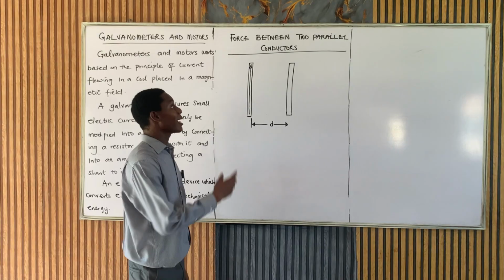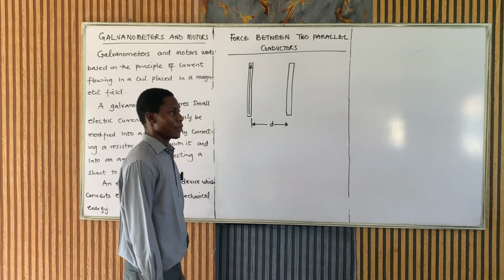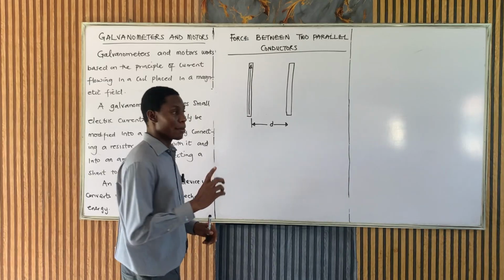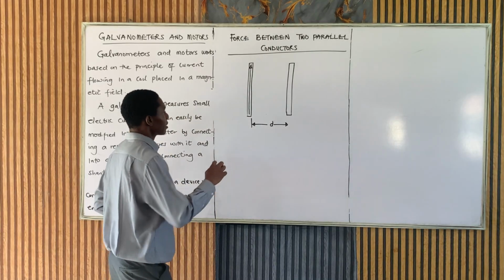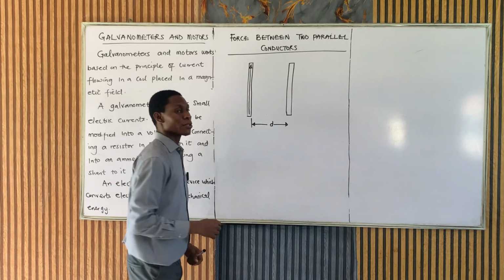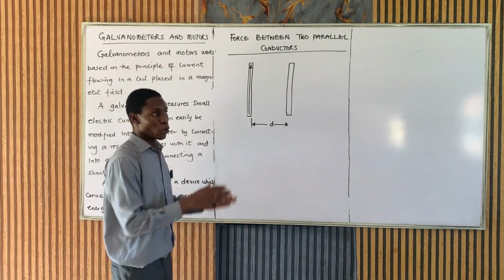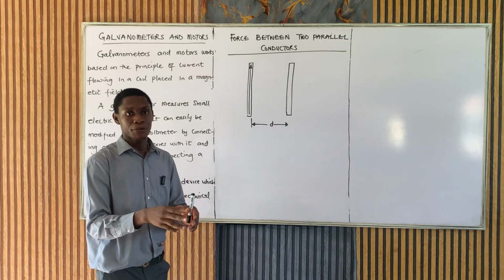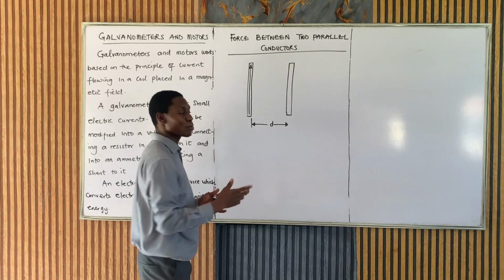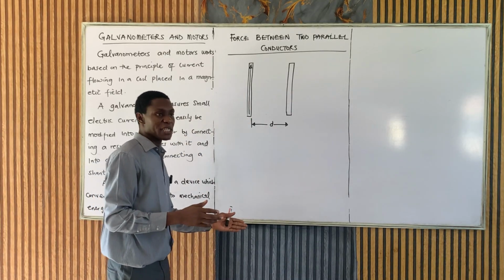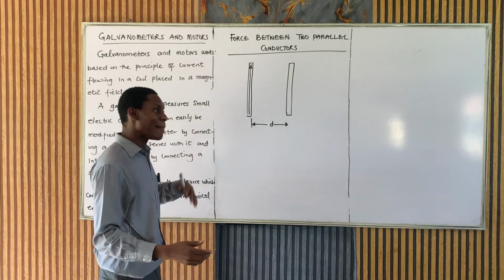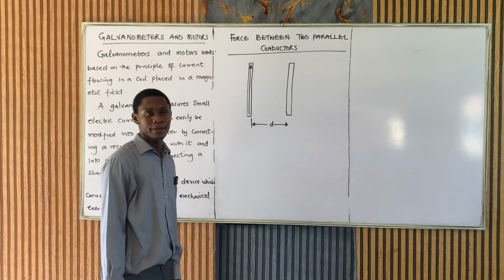Force between two parallel conductors. First of all, one thing I want to say, and we must know, is this. If there's a current in a conductor, there will be a magnetic field around that conductor. So current generates a magnetic field. And if there's a magnetic field, current can also be generated. So if there's a magnetic field, current is generated. And if there is current, magnetic field is generated.